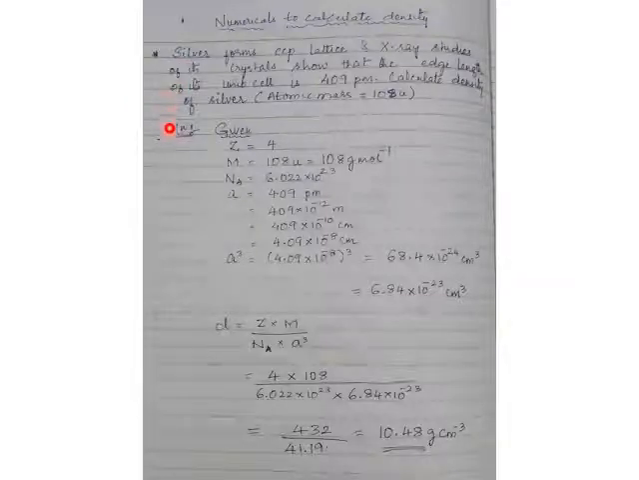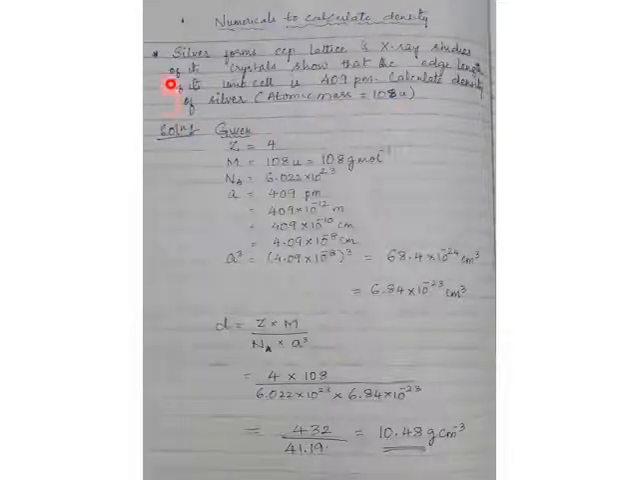We'll come to the first question. We have the numerical over here. Silver forms CCP lattice, and X-ray studies of its crystal show that the edge length of its unit cell is 409 picometer. Calculate density of silver given atomic mass is equal to 108 unified mass.